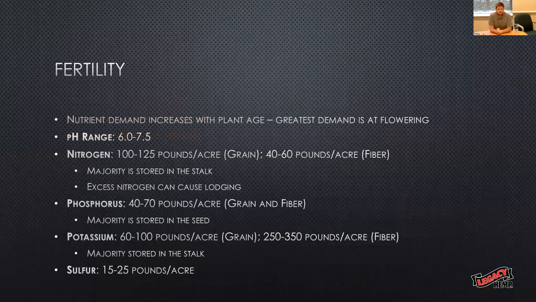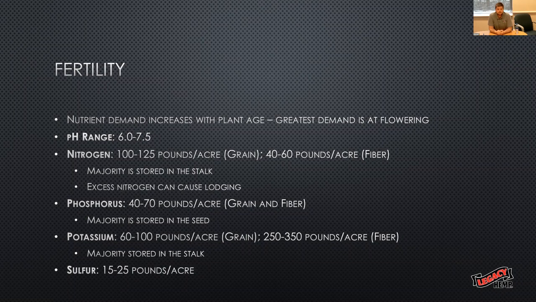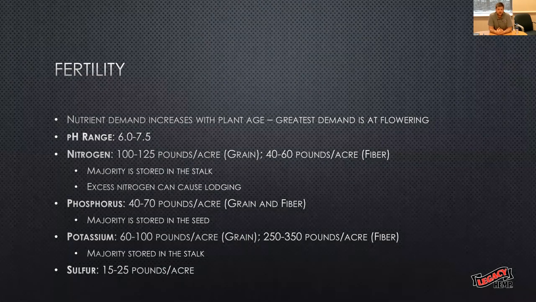Fertility, this is a crop very similar to others in that the nutrient demand increases with plant age, which generally is at its greatest at flowering time. The pH range is really quite large, 6 to 7.5. So most farmers in this state should be well suited for that pH range.